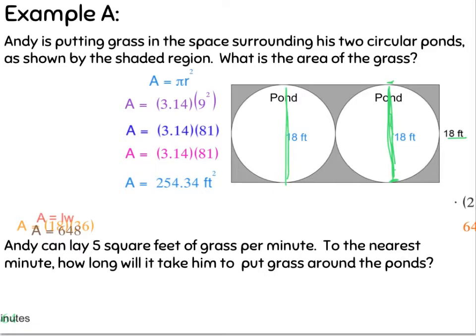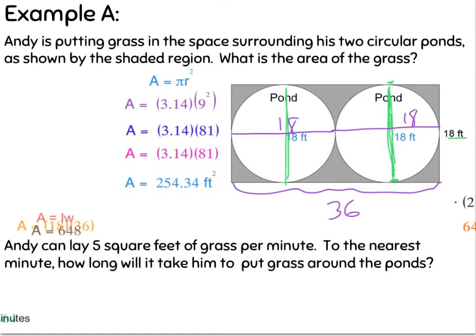Now I've got to figure out the area of my rectangle, and for my rectangle, I only know one of the measurements. The width is 18 feet, so I've got to figure out what the length is. But there's also good news there. If the diameter across my circle is 18, it's the same vertically up and down as it is horizontally. So across this circle is 18, and across this circle is 18. If they go edge to edge, then the entire length is going to be 18 plus 18, which is 36. So that gives me my length of 36.